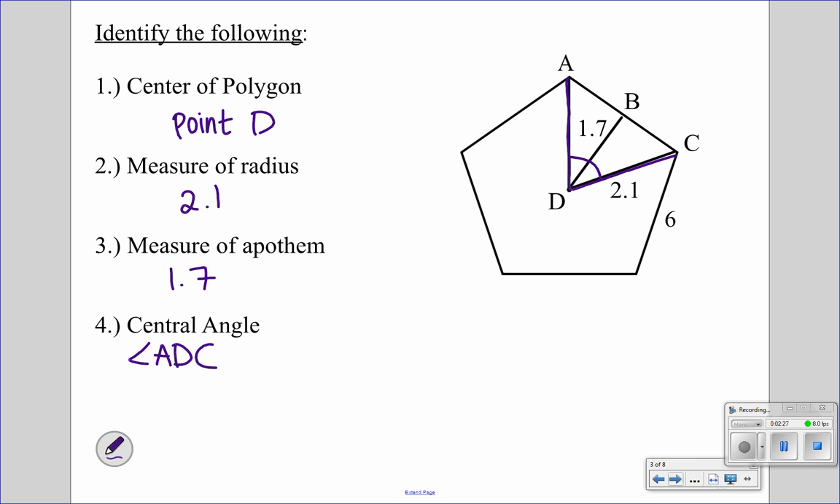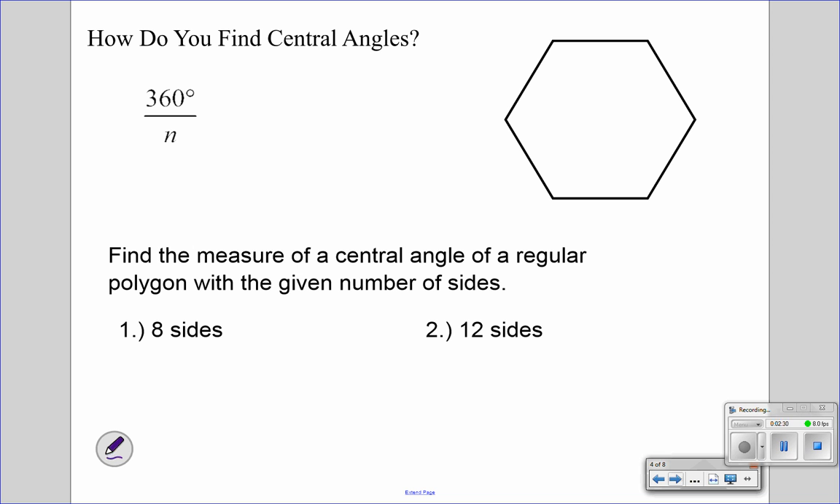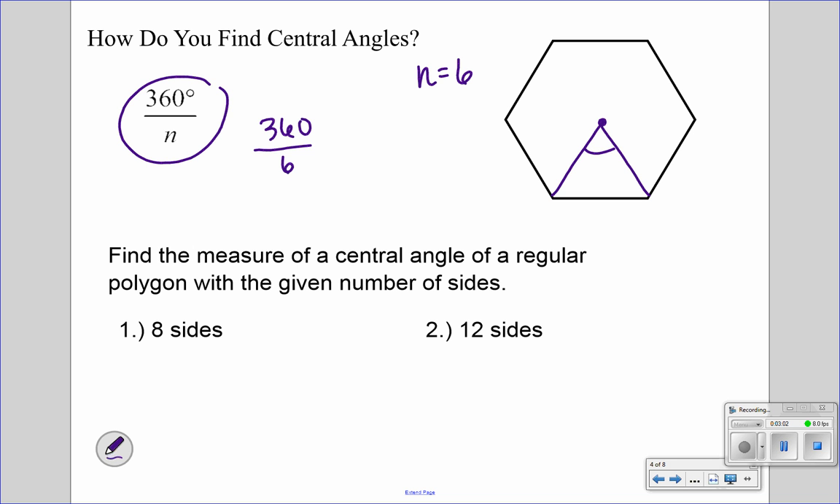Okay. Now we can find the measurement of a central angle. If we were to draw a central angle on here, radius to radius, we can find that central angle by taking 360 divided by n, because if we add up all the central angles together, it makes a circle, which is 360 degrees. And if we divide by the number of sides, we get 1 central angle. The number of sides for this is 6. So we can do 360 degrees divided by 6, and we get 60 degrees for our central angle. So we can find any central angle given the number of sides.